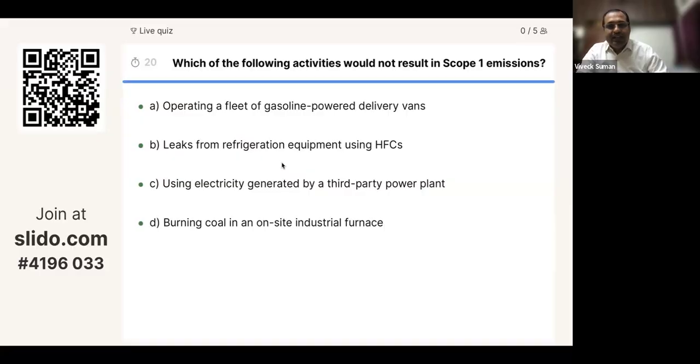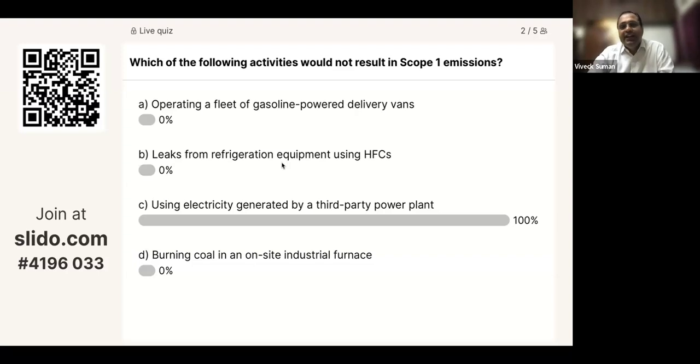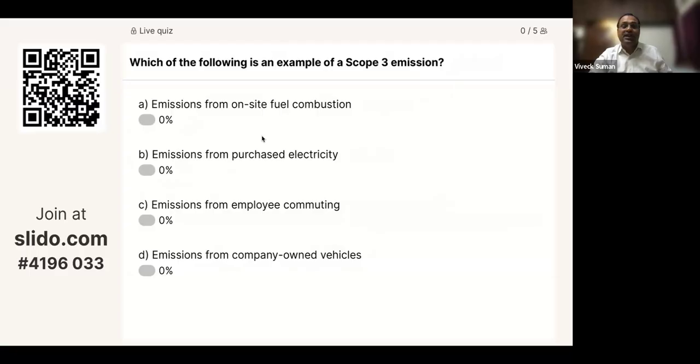Okay, so last question lete hain, and then we will start tomorrow with questions as well. So read, watch, and come. Which of the following activity would not result in scope 1 emission? Which activity? Very good, everyone. Congratulations for getting most of the question accurate.